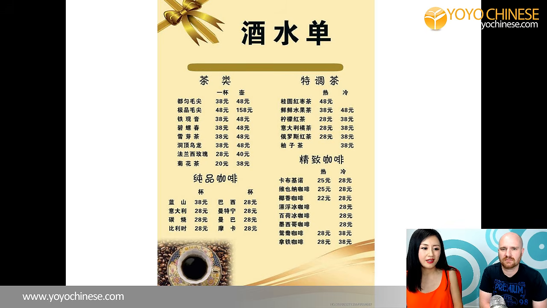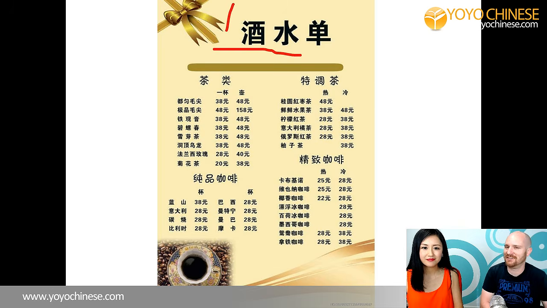So let's see this one. At the top, we have alcohol, water. But that's not really what it means, right? Alcohol and water together, 酒水, just means drinks. So sometimes a 酒水单, the drinks menu, won't have any alcohol in it.